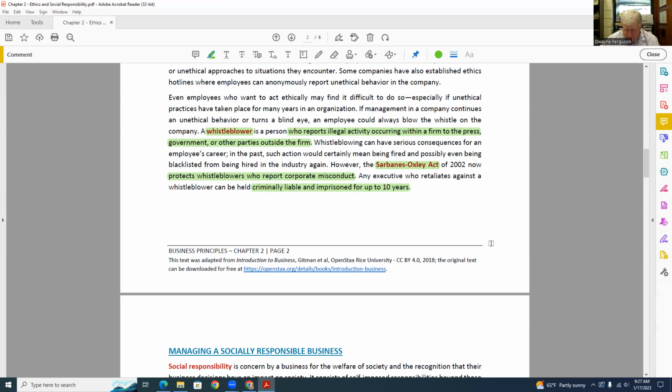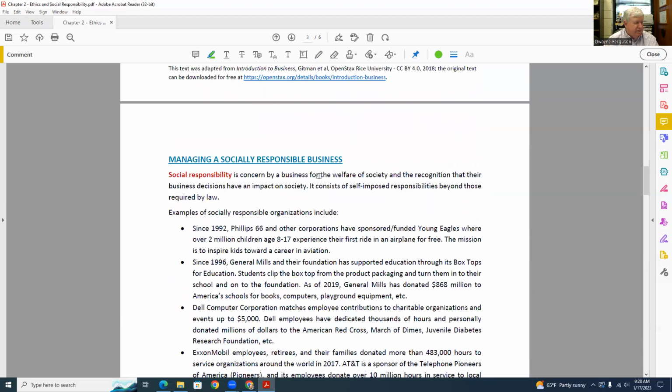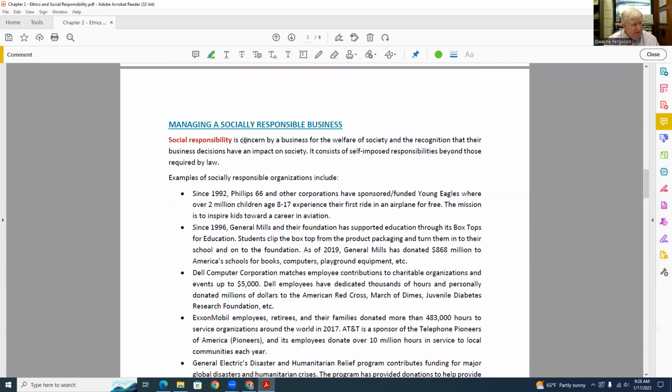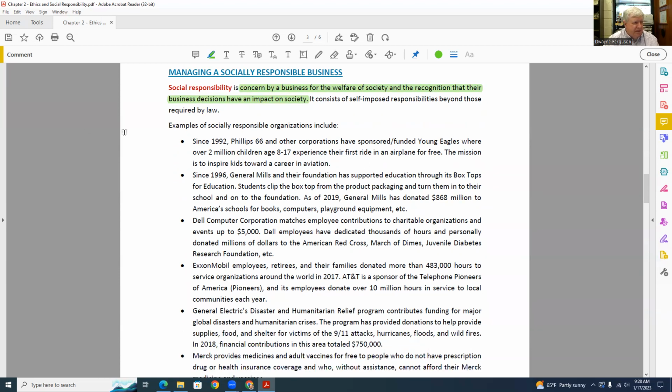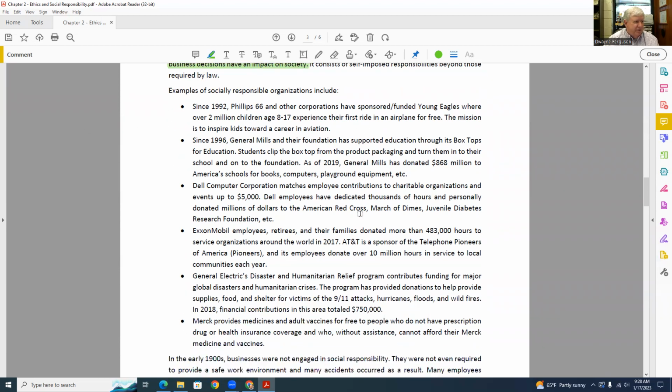That gives you an idea of ethics, though, and the second part of this chapter deals with social responsibility. Social responsibility is a business's concern for the welfare of society and recognition that its business decisions have an impact on society. So we know that's for sure. Everything we do in business as we operate is affecting the people around us, and it's affecting the environment around us. So I gave you a bunch of examples in here.